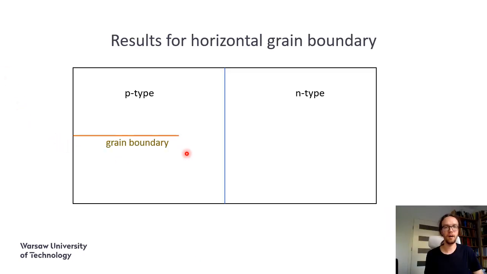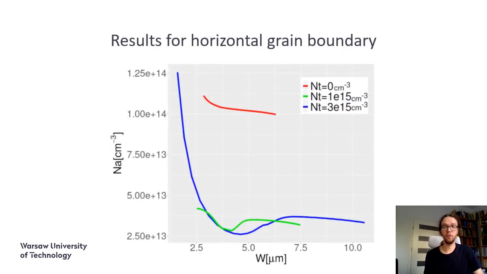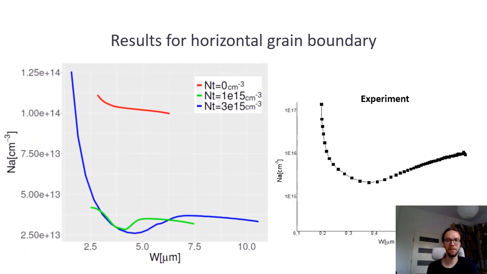I simulate the grain boundary by a big density of traps in this region. And from capacitance measurement, we can calculate the doping profiles, and this is what we see. And as you can see, when I add more traps on the grain boundary, the profile starts to strongly deviate from what we can expect. But it starts to look very similar to what we can see in experiment.